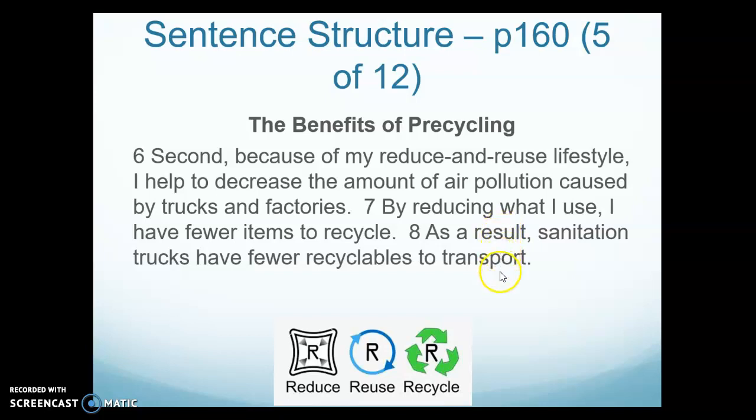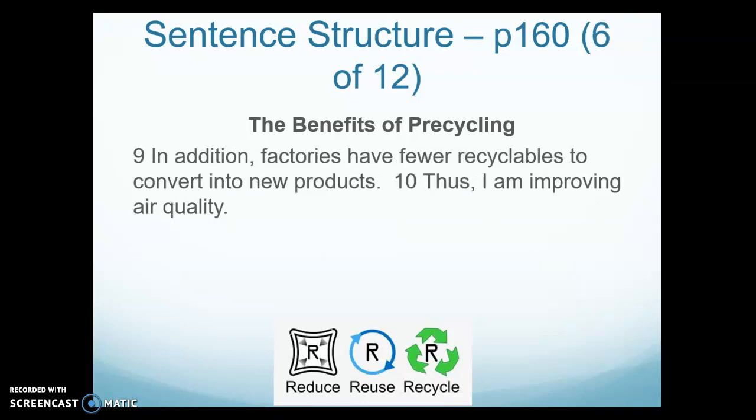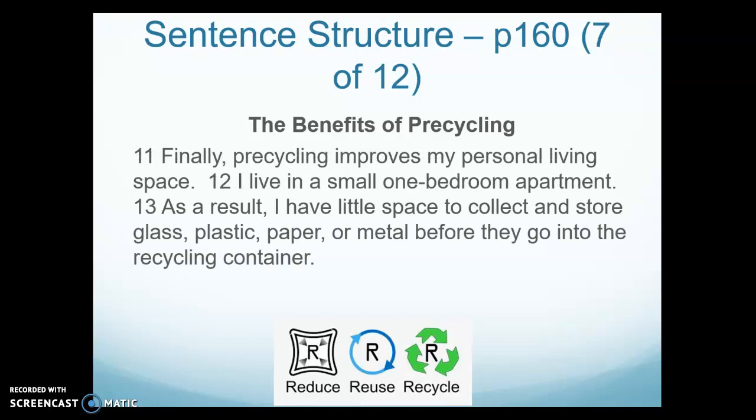But in her own life, the trucks have less stuff to transport. I should be doing that. She's improving her quality of life by improving air quality. Improves her living space. She lives in a small one-bedroom apartment. As a result, she has little space to collect and store things, so she decides what she's going to get before buying them. So, think about making a shopping list.